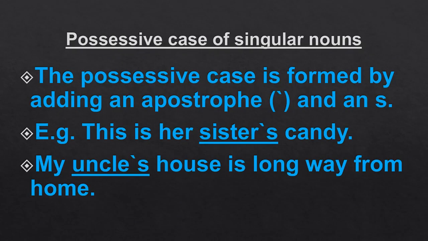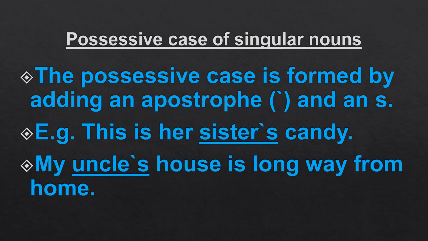Now, possessive case of singular nouns. What does it mean? It means that if the noun is singular, then how will you form its possessive case? See, the possessive case is formed by adding an apostrophe and an s. For example, this is her sister's candy. If you see sister, sister is a singular noun. So how have we made it possessive form? By adding an apostrophe and an s.